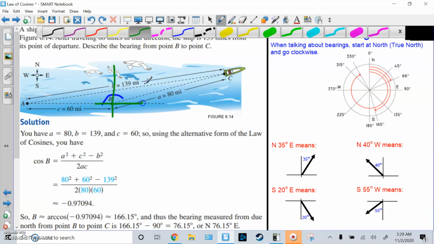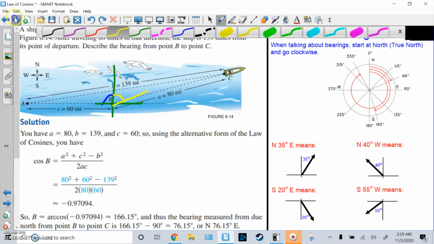This ship was going this much. So this is the 166 minus this 90 that we don't need. That'll give us this bearing right here. So that's why this is north 76.15 degrees east.